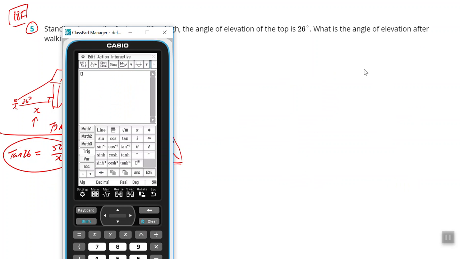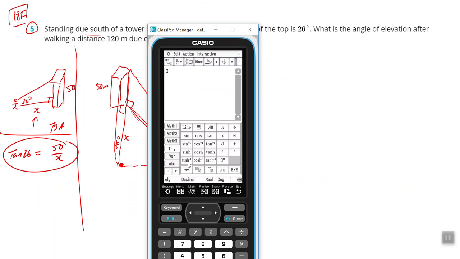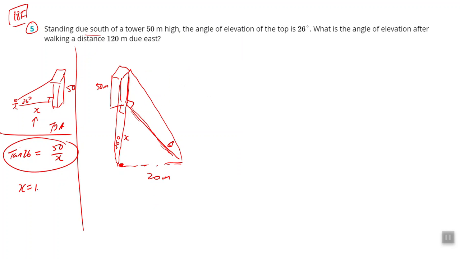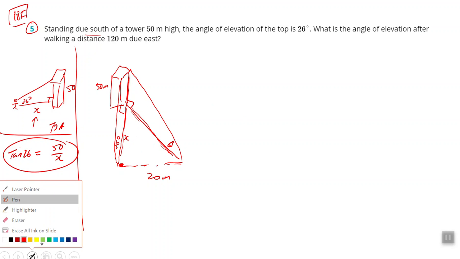So we're going to go tan 26 equals 50 divided by x. Interactive and solve for x. x equals 102.5152.